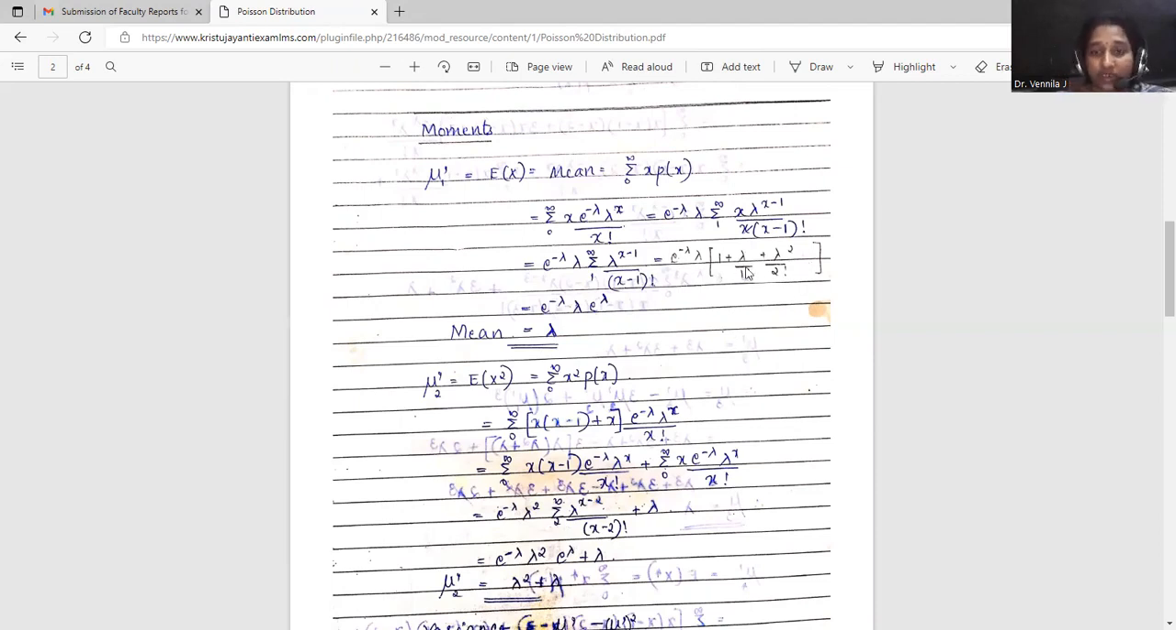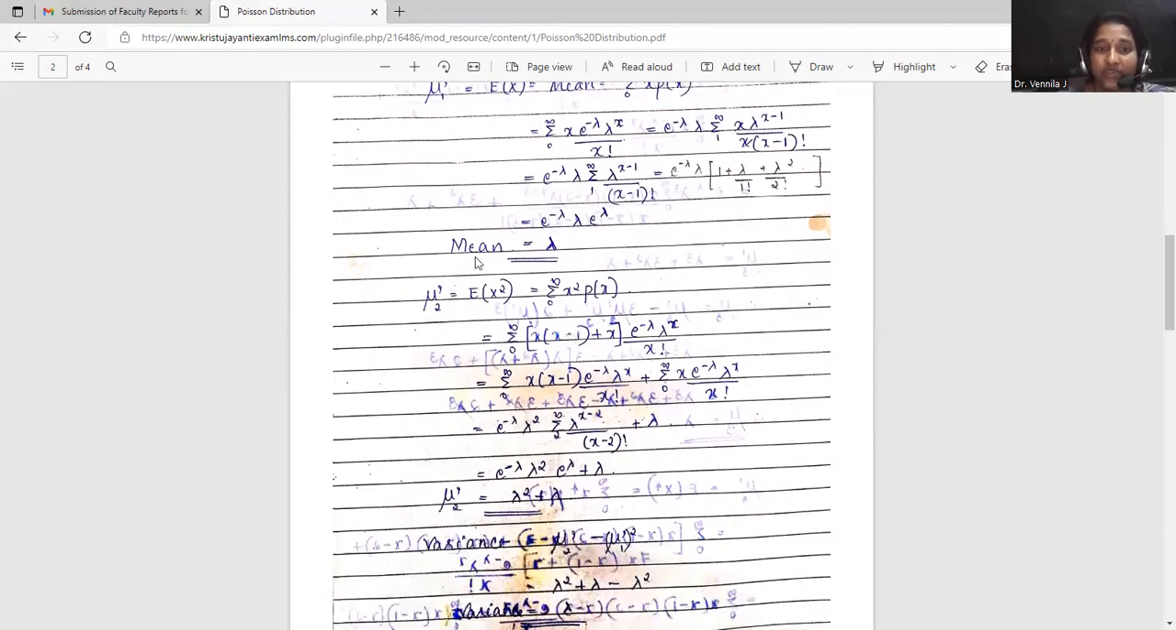Okay, that series is the expansion of e power lambda, right? That is the exponential expansion. So e power minus lambda and e power plus lambda cancel, and we get only the lambda value, that is called the mean value. Okay, so this is the mean. Mean is equal to lambda.